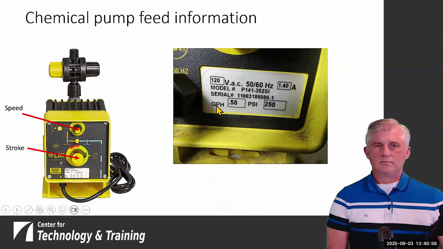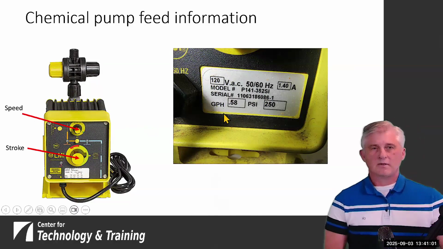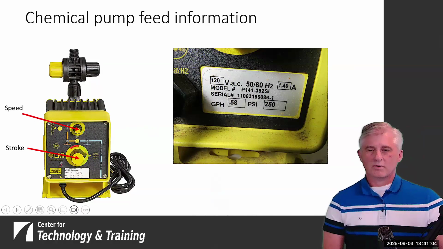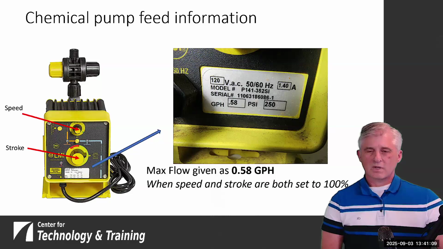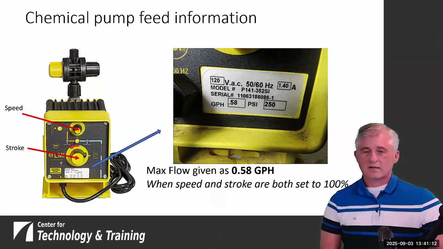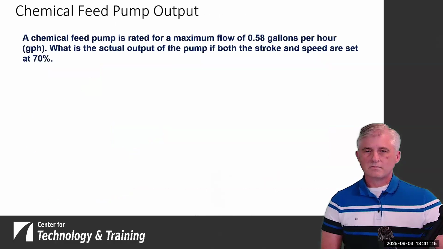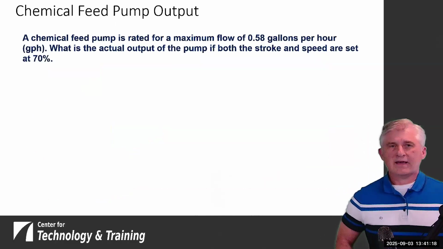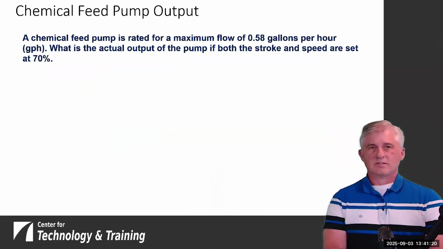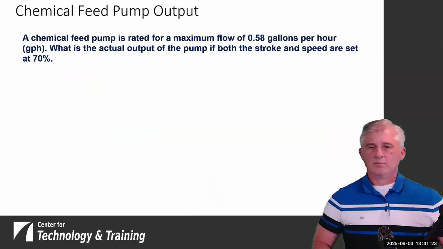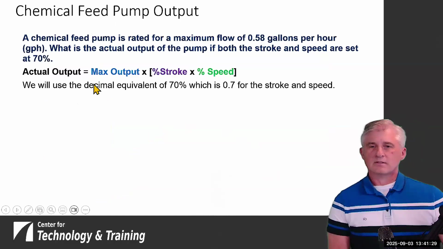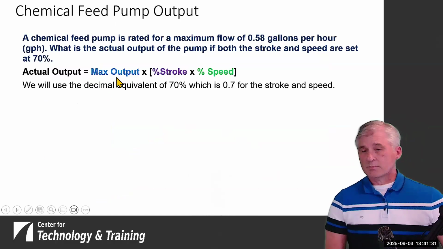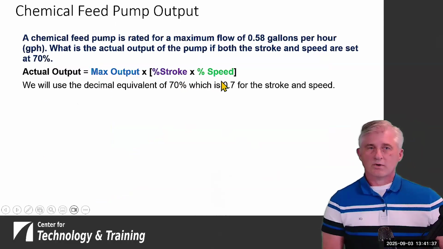There is a maximum, this is the maximum number of gallons per hour, 0.58 gallons per hour that this pump is capable of pumping. And that's when both the speed and the stroke are set at 100%. So, we need to know how much we expect a pump to pump. So if we go through, we can calculate the actual output. We're going to take into consideration our maximum output, and then we're going to multiply that by the setting that we've set for the percent of the stroke and the percent of the speed.